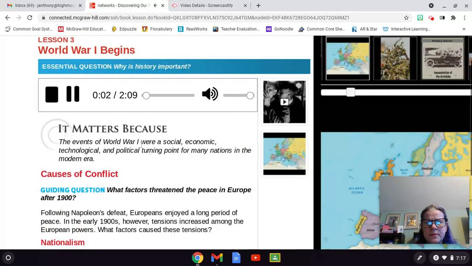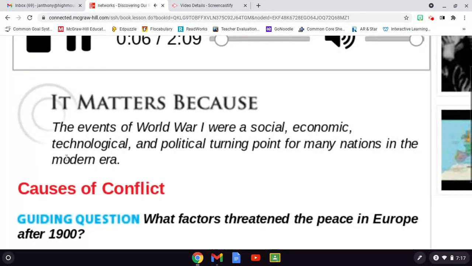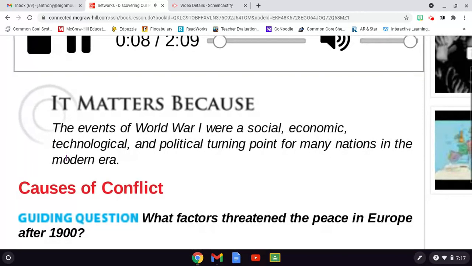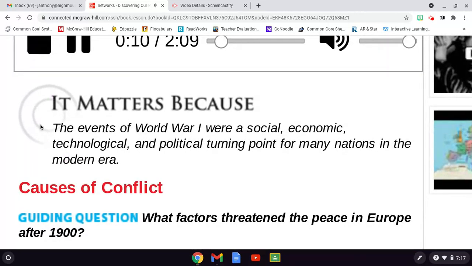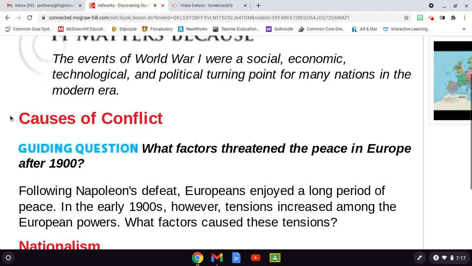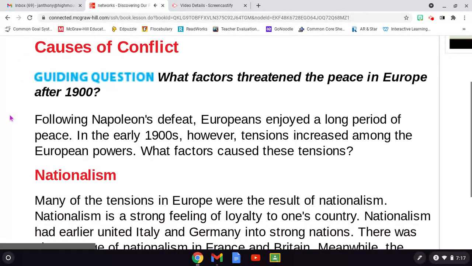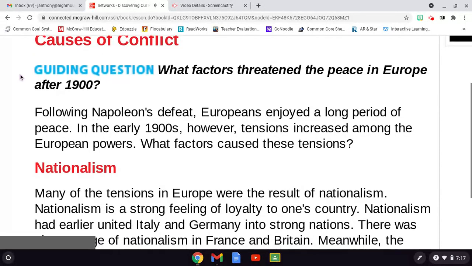Lesson 3, World War I begins. It matters because the events of World War I were a social, economic, technological, and political turning point for many nations in the modern era. Causes of conflict. Guiding question: What factors threatened the peace in Europe after 1900?